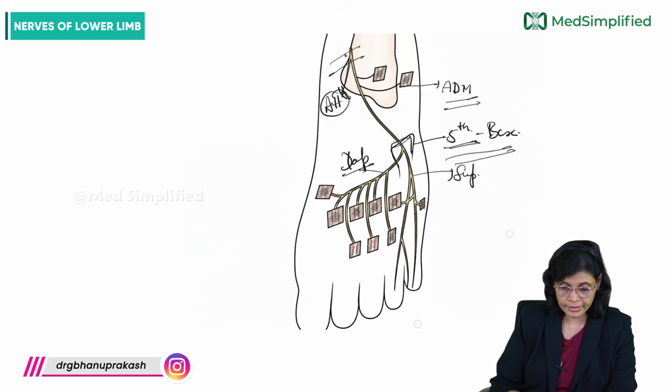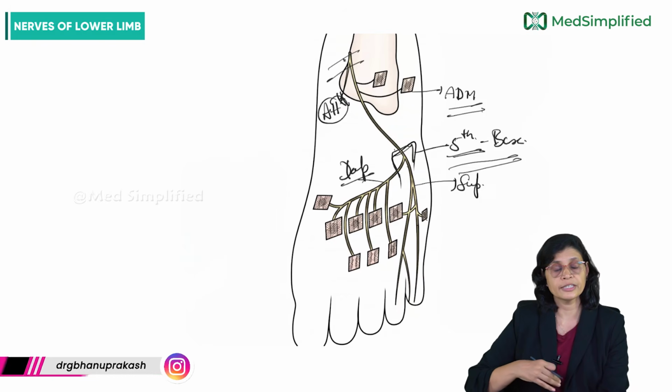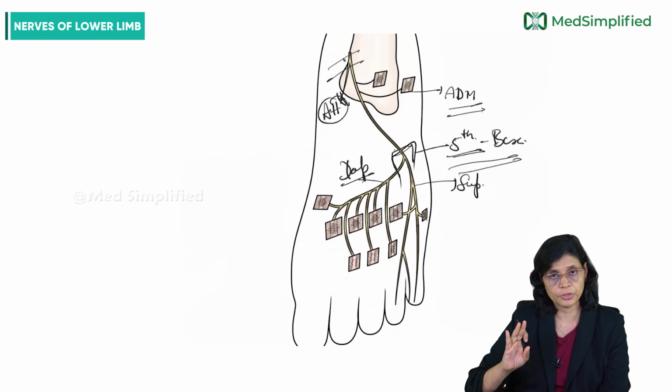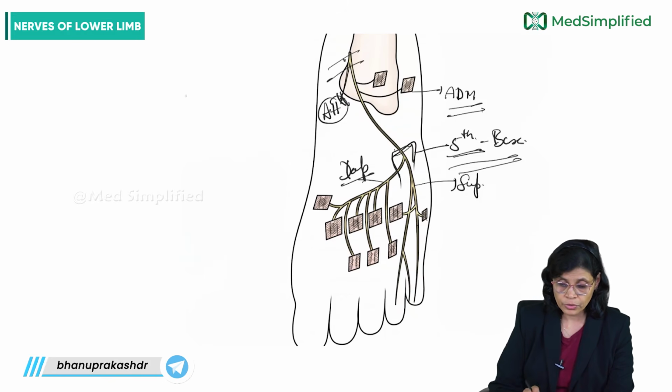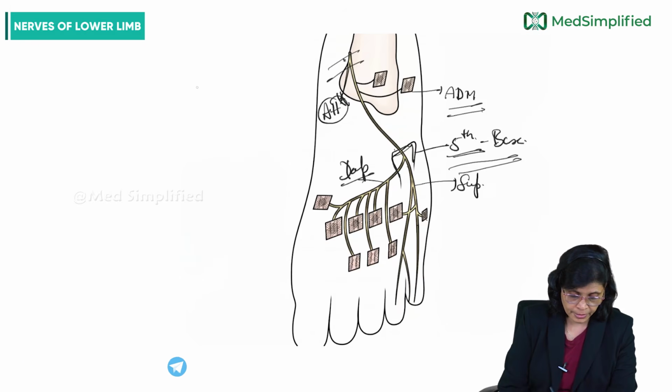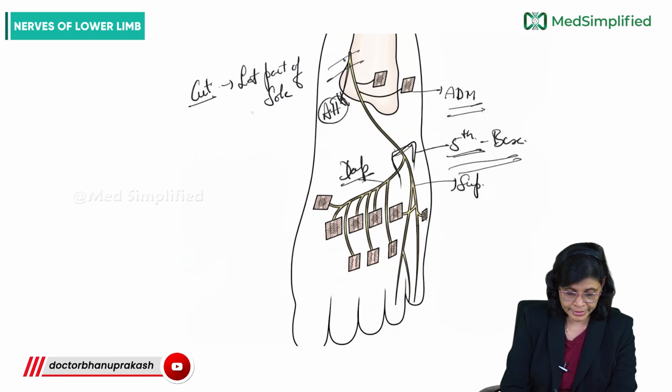From the main trunk, it gives cutaneous supply to the lateral part of the sole. Just like how we see the median nerve and the ulnar nerve distribution, the same thing we see here. The sole's cutaneous supply is by the lateral plantar nerve, whereas the medial two-thirds is by the medial plantar nerve. So the main trunk itself gives cutaneous supply to the lateral part of the sole.